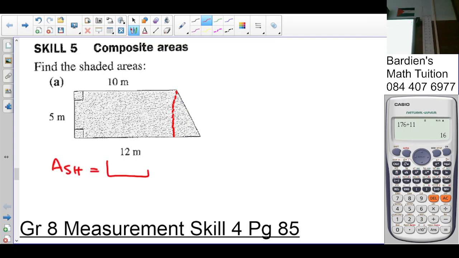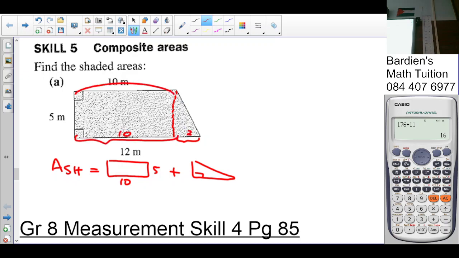It's going to be a rectangle measuring 10 by 5 plus a triangle. What are the dimensions of this triangle? What is that length? 2. If this is the same as that, then this has to be 10. Together it makes 12, not so? What's the height of this piece, the perpendicular height? 5. You understand? So let's go.